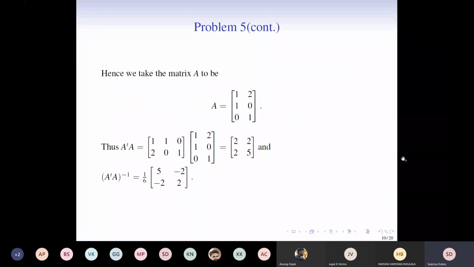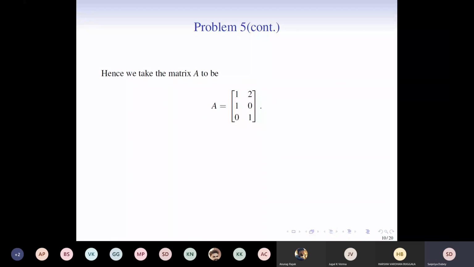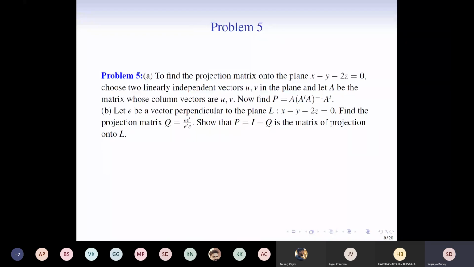Next, look at part B. So what does part B say? Let E be a vector perpendicular to the plane L, this same plane basically, and find the projection matrix Q, which is equal to E E transpose upon E transpose E, and we need to show that P equal to I minus Q is the matrix of projection onto L. Okay, so first we find the matrix Q, and then we see why this happens.